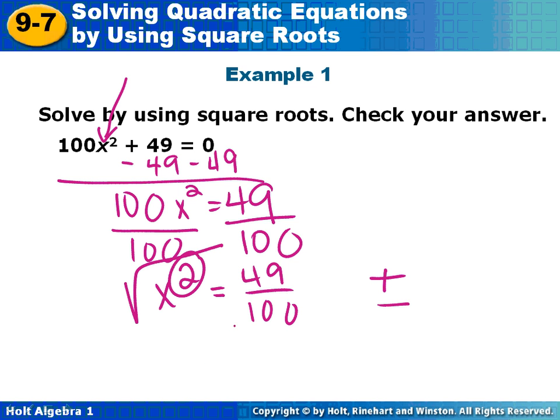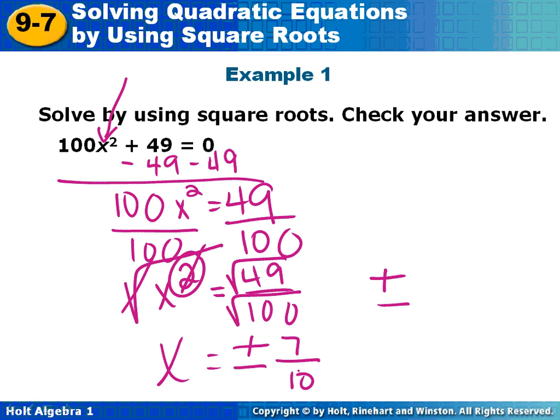Take the square root of x squared, that leaves me with x, because the square root and the squared cancel. Positive, negative, or plus and minus. The square root of 49 is 7, and the square root of 100 is 10. So the solution is plus or minus 7 over 10.